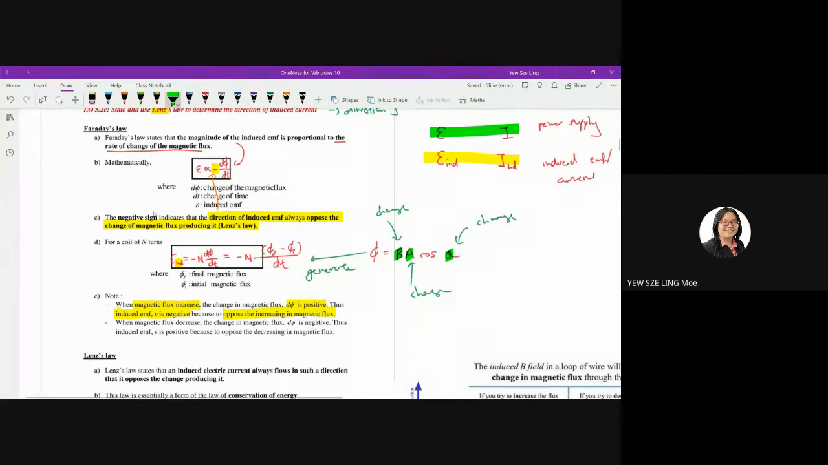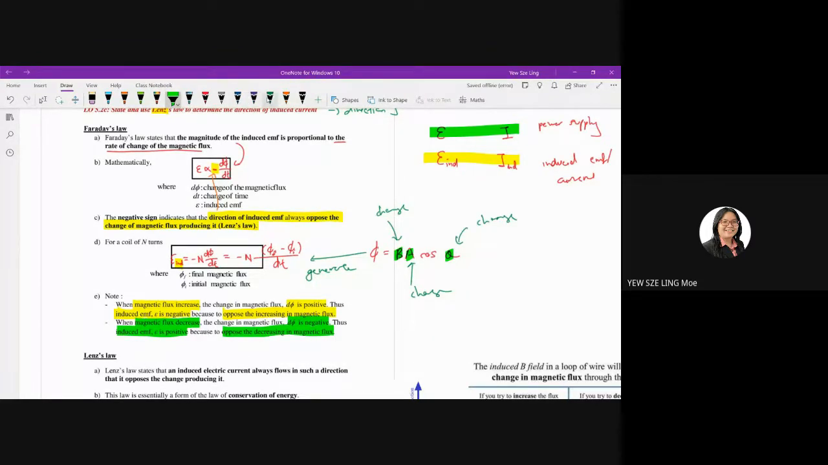But if you decrease, if the magnetic flux is decreased, then d phi is negative. Therefore, induced EMF is positive. Why? Because it is to oppose the decrease in magnetic flux. So now it doesn't want to decrease. Therefore, you have a positive value to top up the value that you took away from the system.